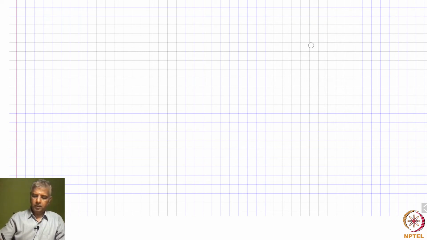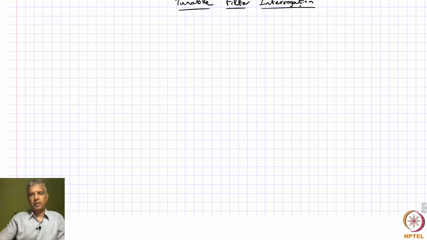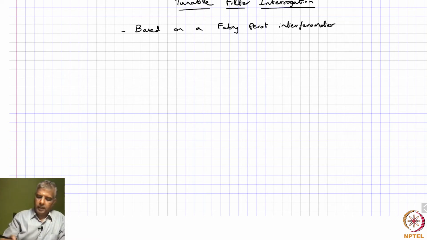type of interrogation technique. What we would like to discuss in a little more detail today is tunable filter interrogation. How does a tunable filter interrogation work, and what are the pros and cons of a tunable filter interrogator? First of all, this is typically based on a Fabry-Perot interferometer, and we are familiar with Fabry-Perot interferometers.